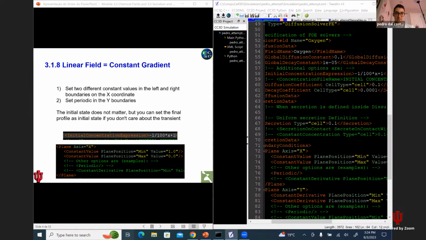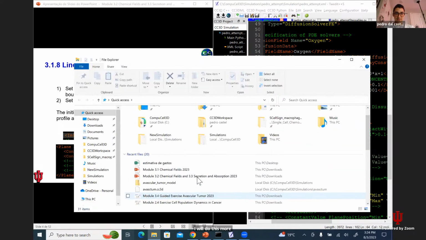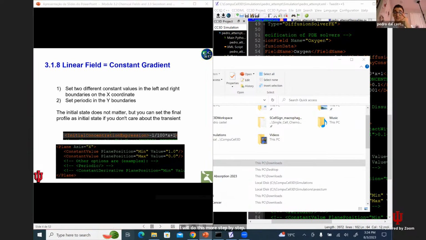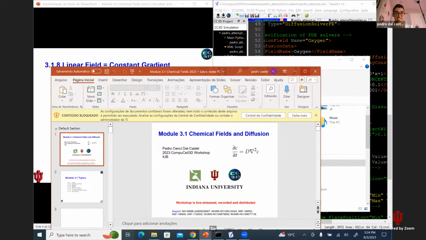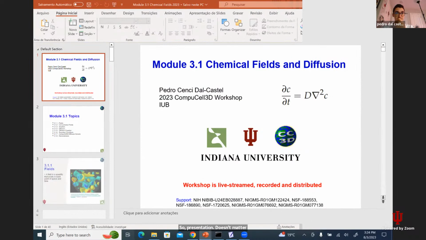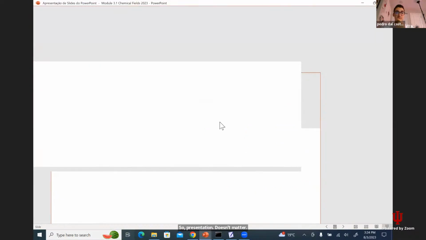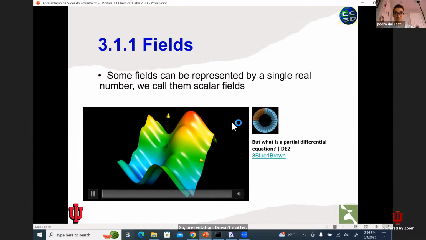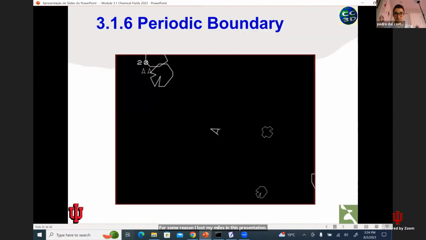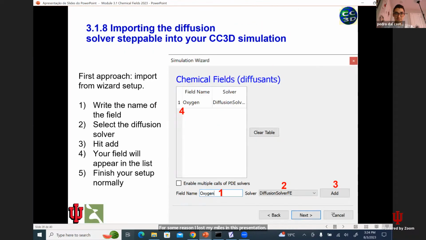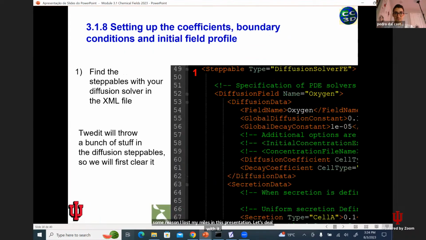Okay, the steps in the steppables. I will do this more step by step. So I'll load the previous presentation, doesn't matter. For some reason, I lost my mouse in this presentation, but let's deal with it. Okay.